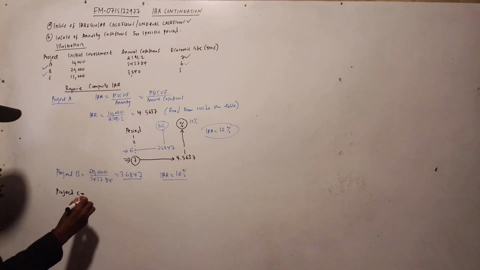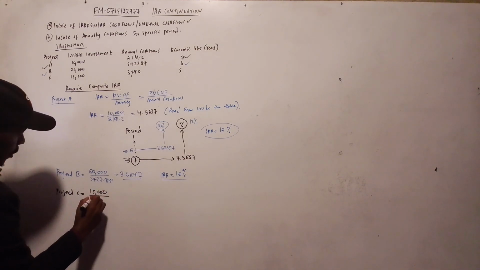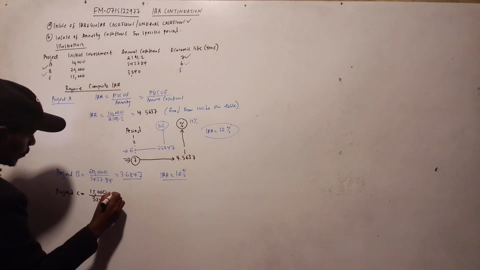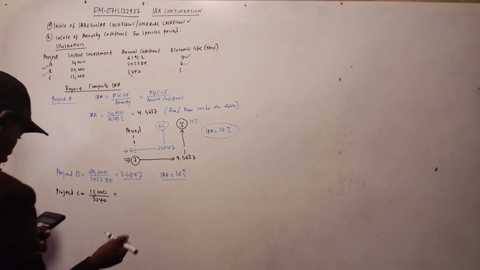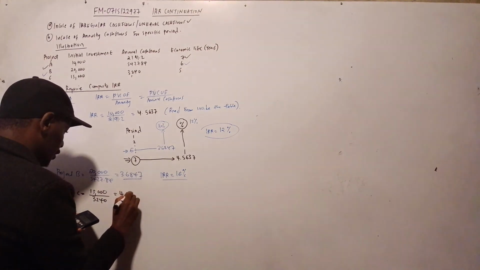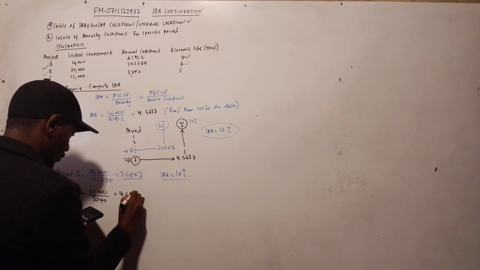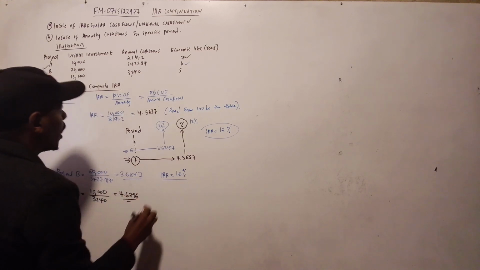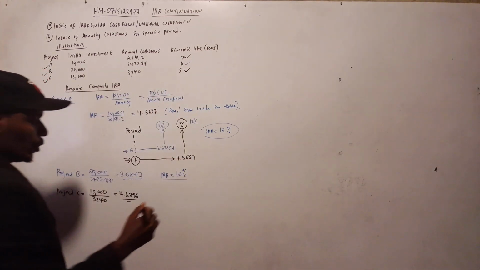So tunasema 15,000 over 3240. So ni ngapi? So 15,000 divided by the 3240, which is 4.66296. Now you go to table C, unaenda kwa year 5. You go to year 5.